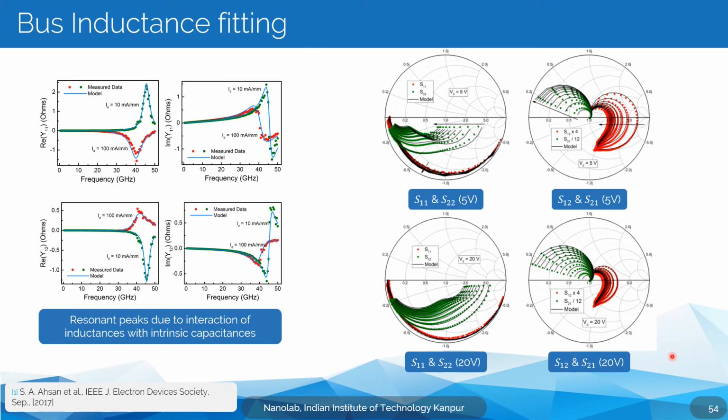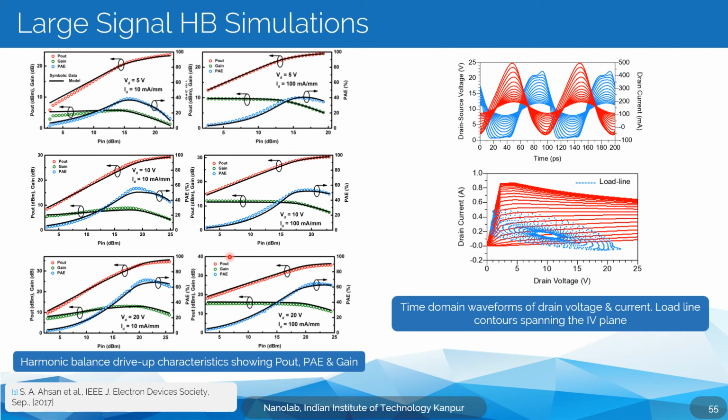as we see here for different voltages. This one is for 5 volts, this one is for 20 volts. That was all for the RF extraction part. So what follows is the validation part.